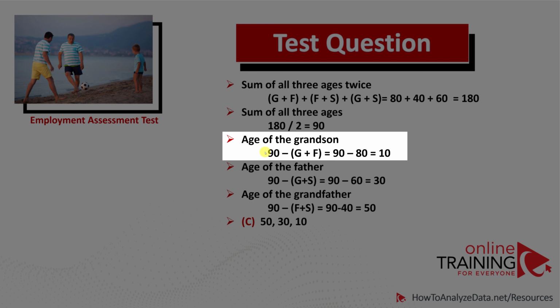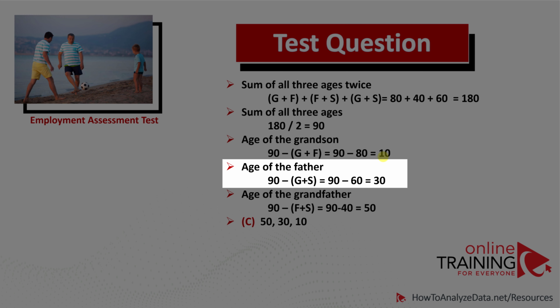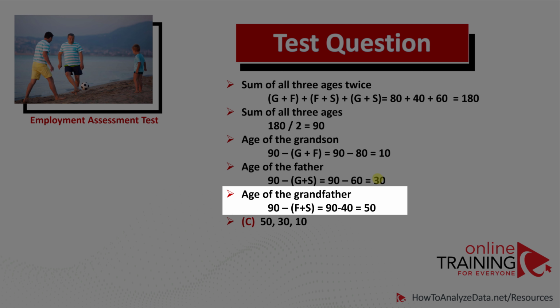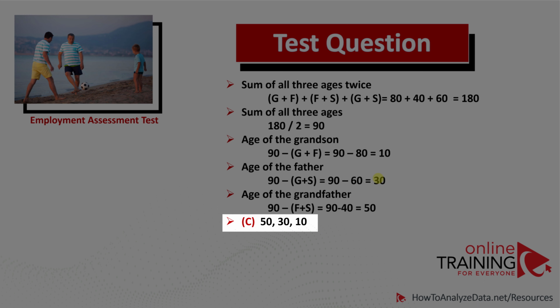Now, as we have a sum age for all three people, we can calculate individual values because we already have ages for each pair. The age of grandson is 10, which is calculated as 90 minus 80. The age of father is 30, which is calculated as 90 minus 60. And the age of grandfather is 50, which is calculated as 90 minus 40. So the correct answer is C, 50, 30, and 10. It seems like a tricky problem, but together we can solve it.